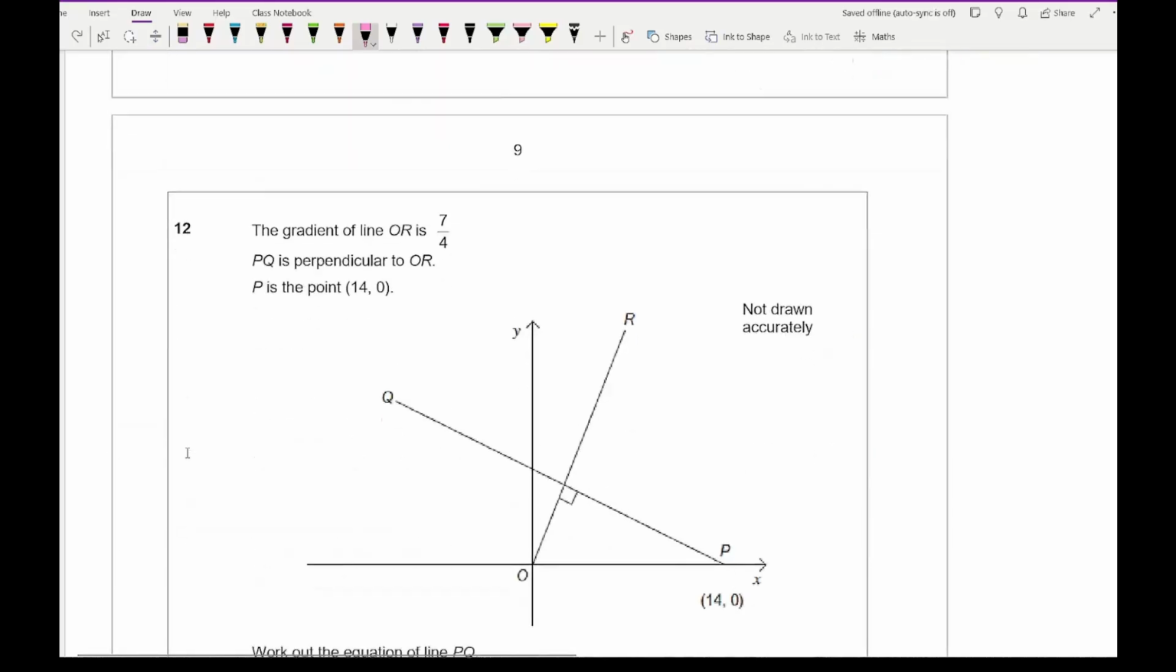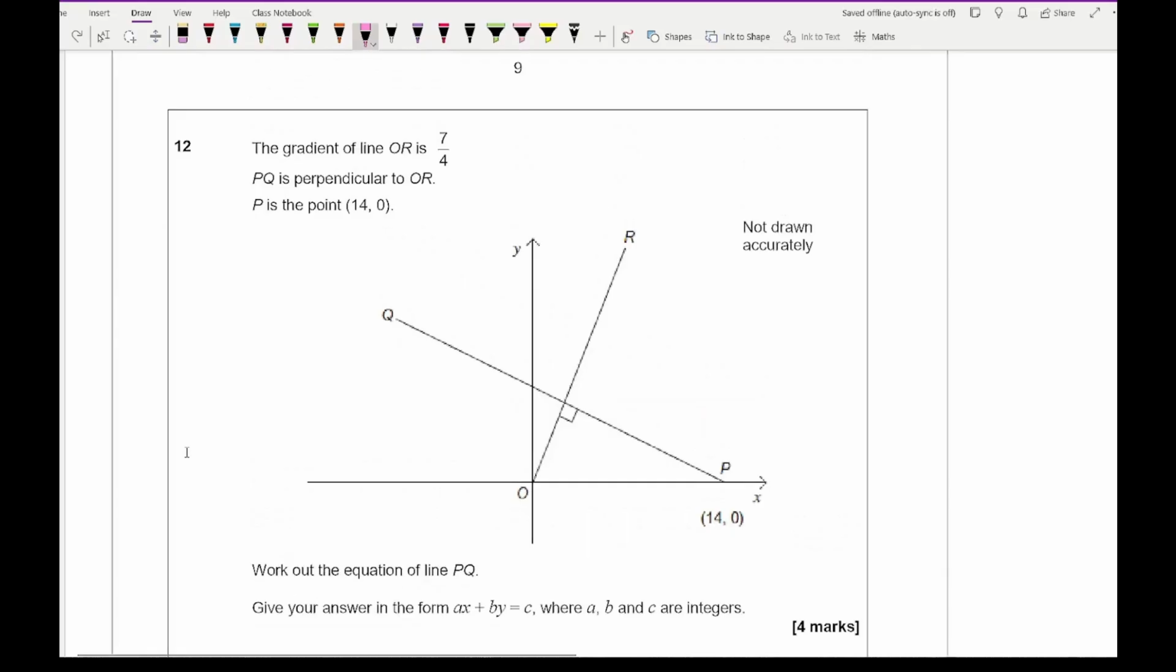Then moving on to question 12, it says the gradient of the line OR is 7 over 4. PQ is perpendicular to OR. P is the point 14, 0. And the question is asking us to work out the equation of line PQ. First of all, let's work out the gradient of PQ. The gradient of PQ is going to be the negative reciprocal of 7 over 4. When you do the reciprocal of a fraction, all you need to do is flip the fraction so it becomes 4 over 7, and then change the sign. So the gradient is minus 4 over 7.